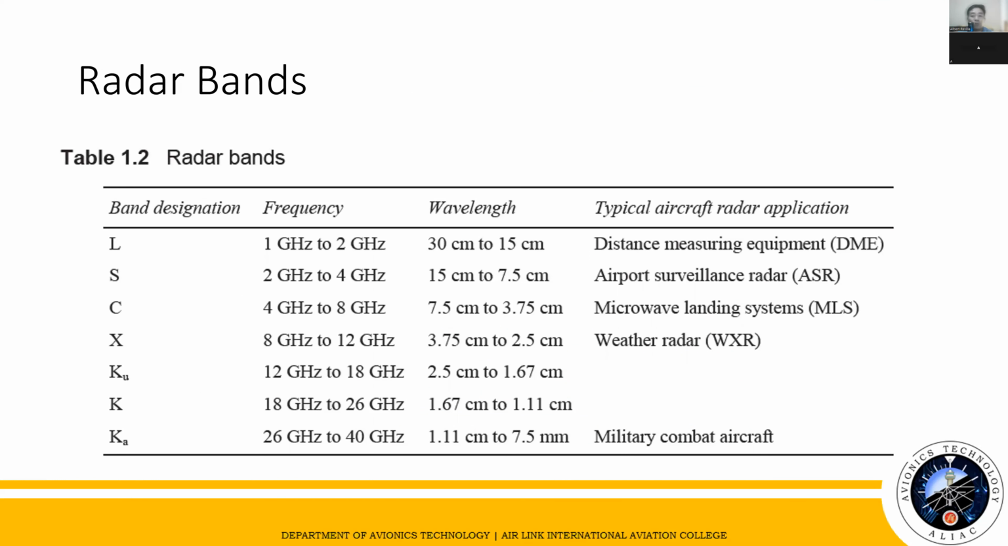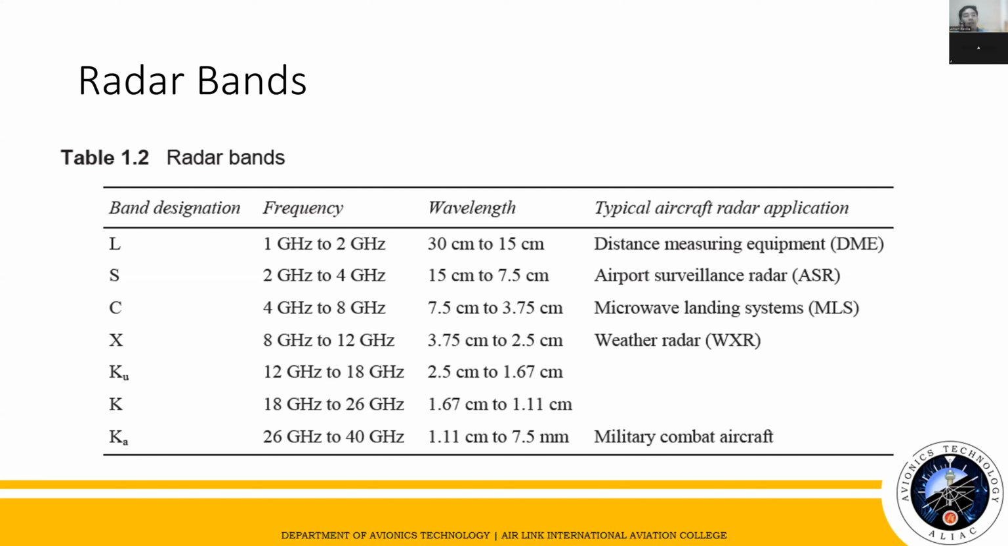The use to which each band is put depends largely on how radio waves propagate within the bands in question and also on the working range and target resolution that can be achieved. For example, band designation L has a frequency of 1 gigahertz to 2 gigahertz. The wavelength is 30 centimeters to 15 centimeters. In aircraft radar applications, this is used in distance measuring equipment.